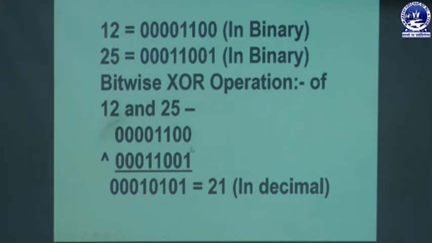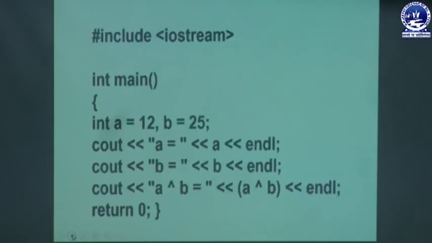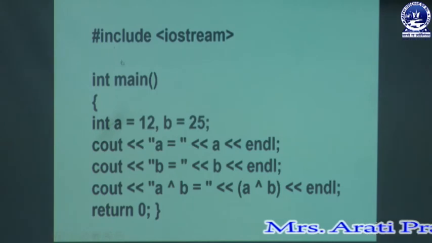How? 0 1 1, 0 0 0, 1 0 1, 1 1 0, 0 1 1. It means that here it will return 1 when one of the operands is 1 and the other one is 0, and it returns 0 when two operands are 1 or two operands are 0. Now, I will discuss it by giving a simple example.